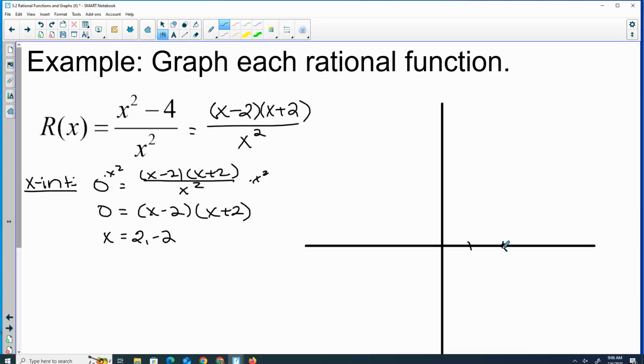On my graph, I hit the x-axis at positive 2 and negative 2.